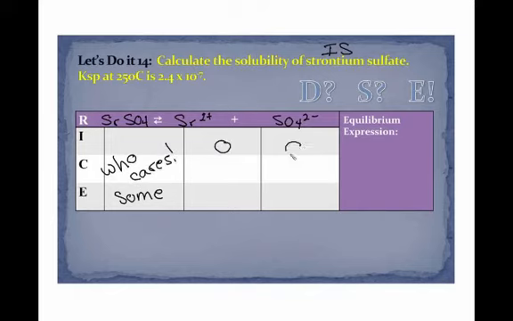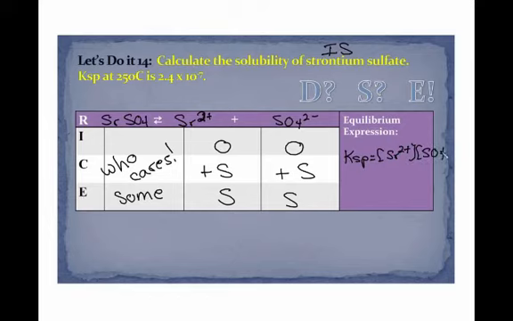Okay? We have none of this and none of that. We're assuming that all of this comes from whatever ion is freed up. Since this is a 1-to-1 mole ratio, that's plus your solubility. So we've got S times S. So KSP is equal to my concentration of strontium ion times sulfate ion. And that's going to be S times S.